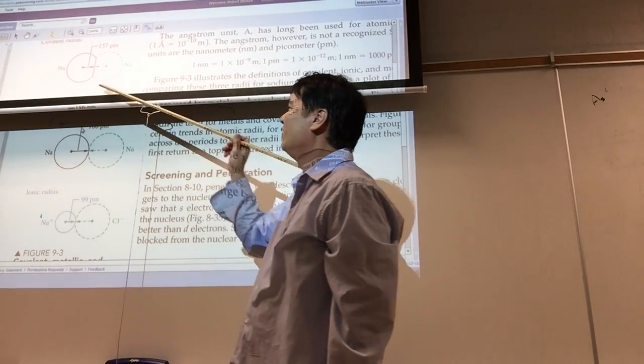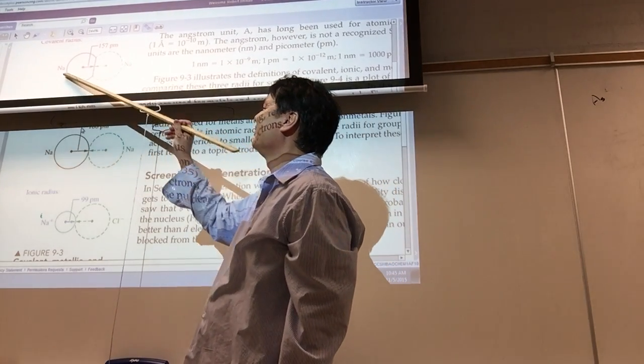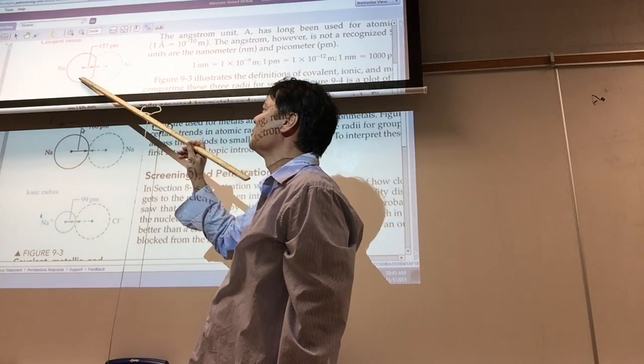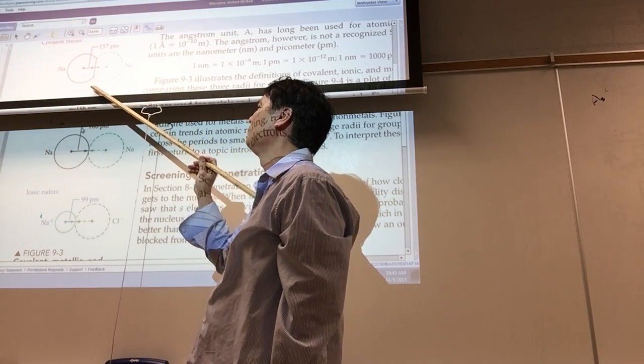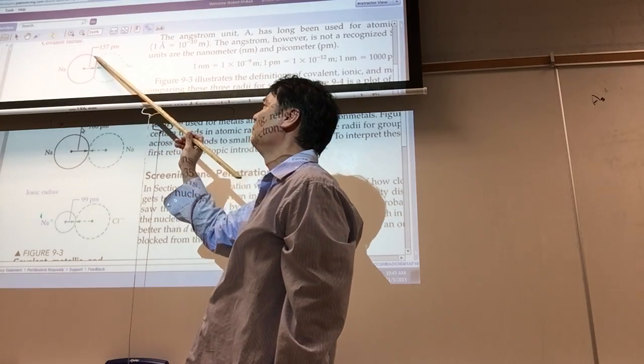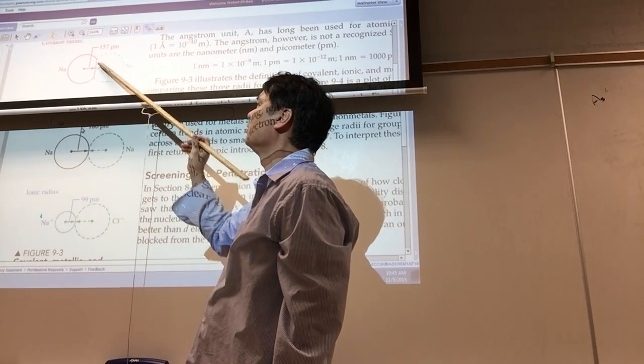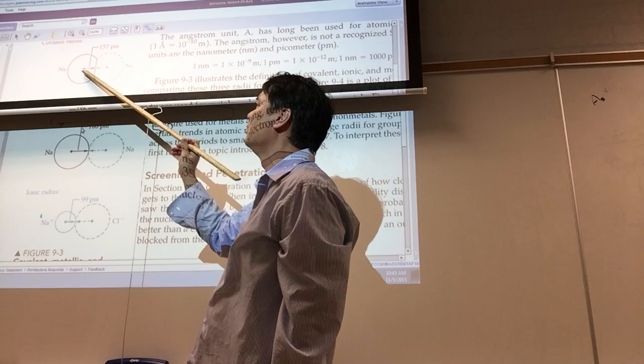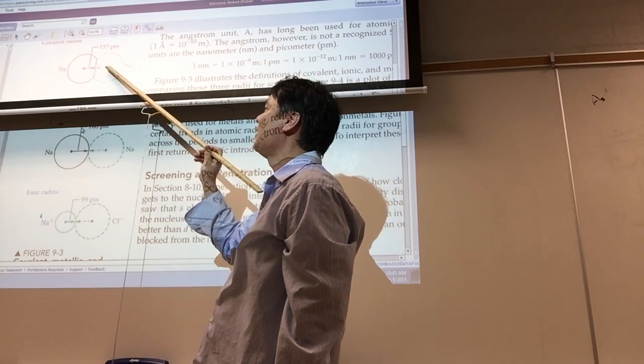Now, there's no solid boundary like this red. This red is just a 95% probability, or 90%. When you bond these two, they actually penetrate into each other here, and therefore shorten the radius. So the radius is just half this distance.